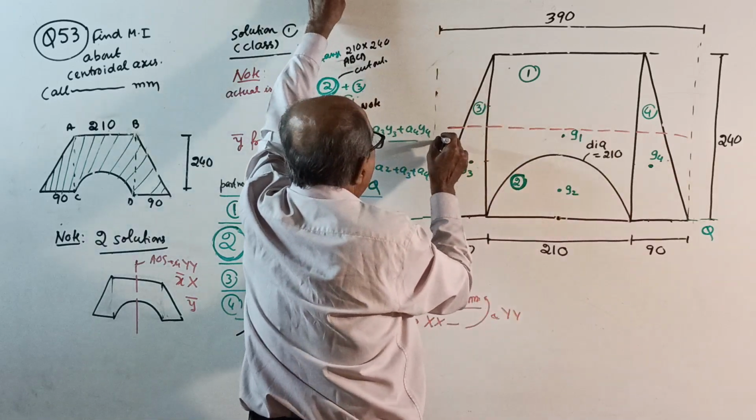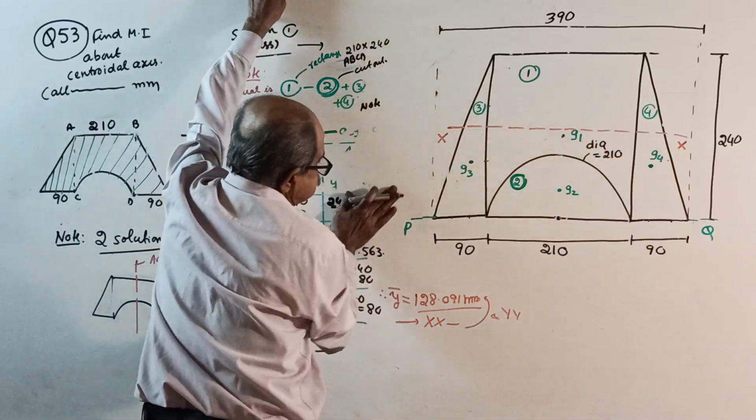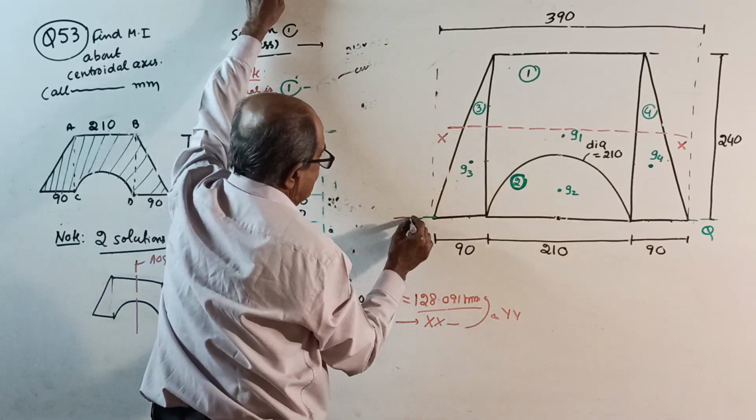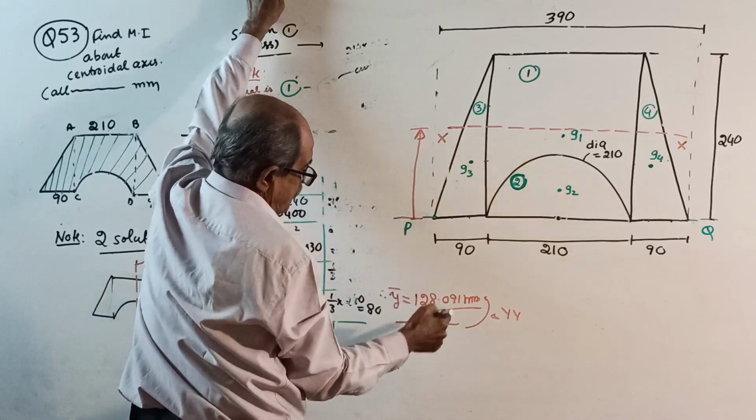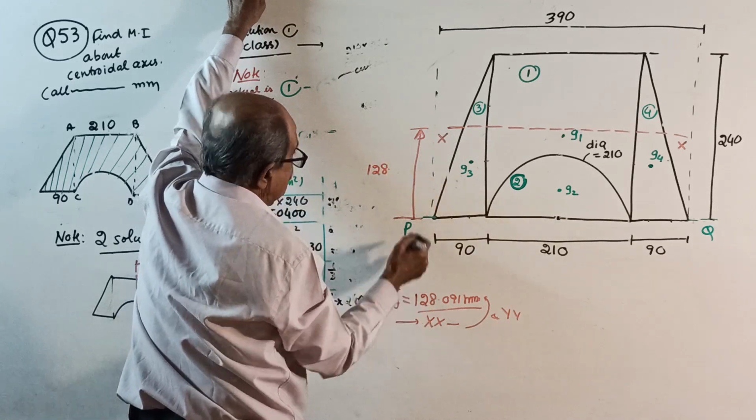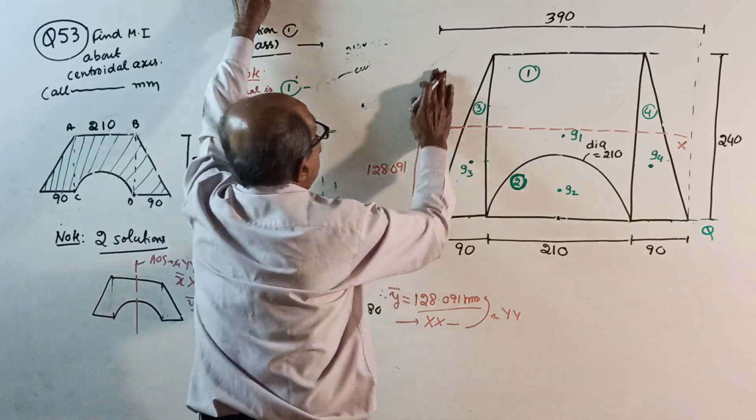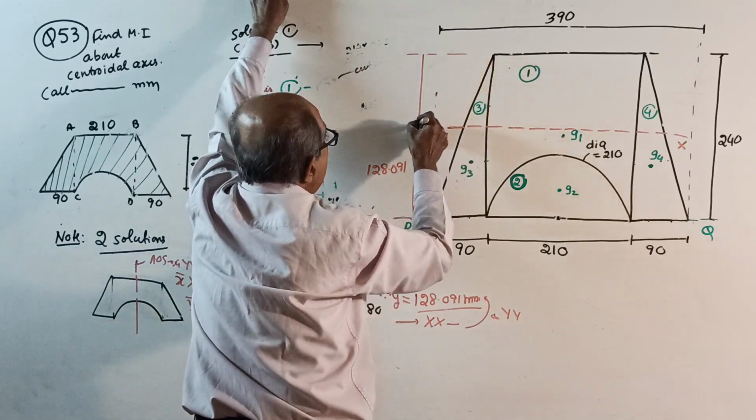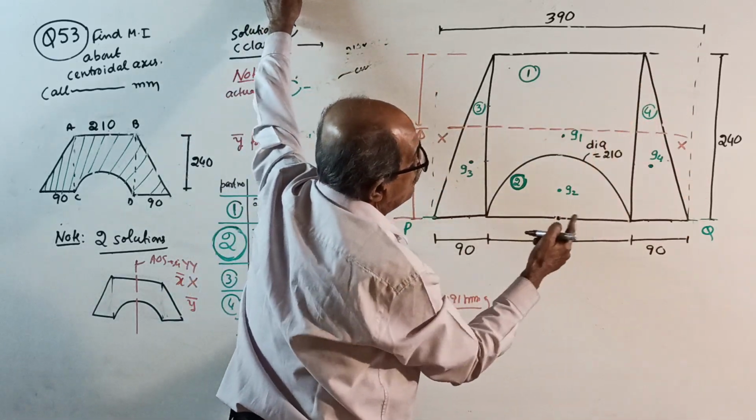Okay, this is your x axis. This all I'll remove. From here to here is your y bar, 128.091. Something happened to this color, I should change it. Okay, I'll change it now. Therefore, from the top edge to this will be from total 240 subtract 128.091.